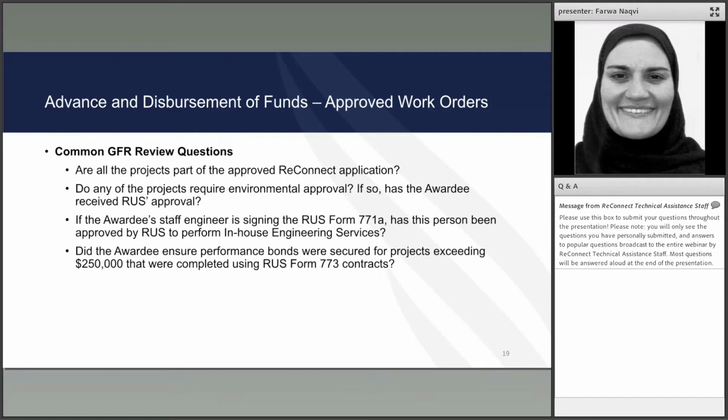Are all the projects part of the approved ReConnect application? Do any of the projects require environmental approval? If so, has the awardee received the approval? If the awardee staff engineer is signing the RUS Form 771A, has this person been approved by RUS to perform in-house engineering services? Did the awardee ensure that performance bonds were secured for projects exceeding $250,000 that were completed using RUS Form 773?